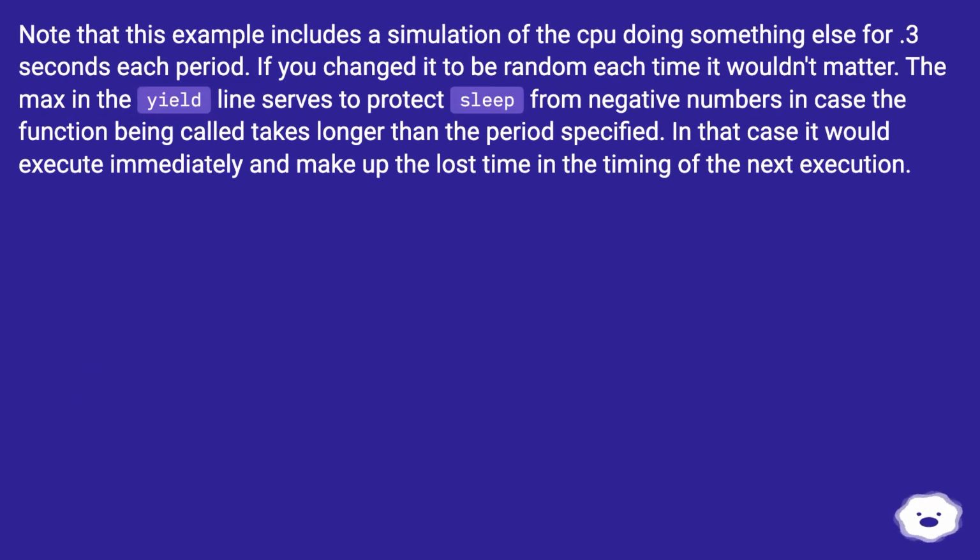The max in the yield line serves to protect sleep from negative numbers in case the function being called takes longer than the period specified. In that case, it would execute immediately and make up the lost time in the timing of the next execution.